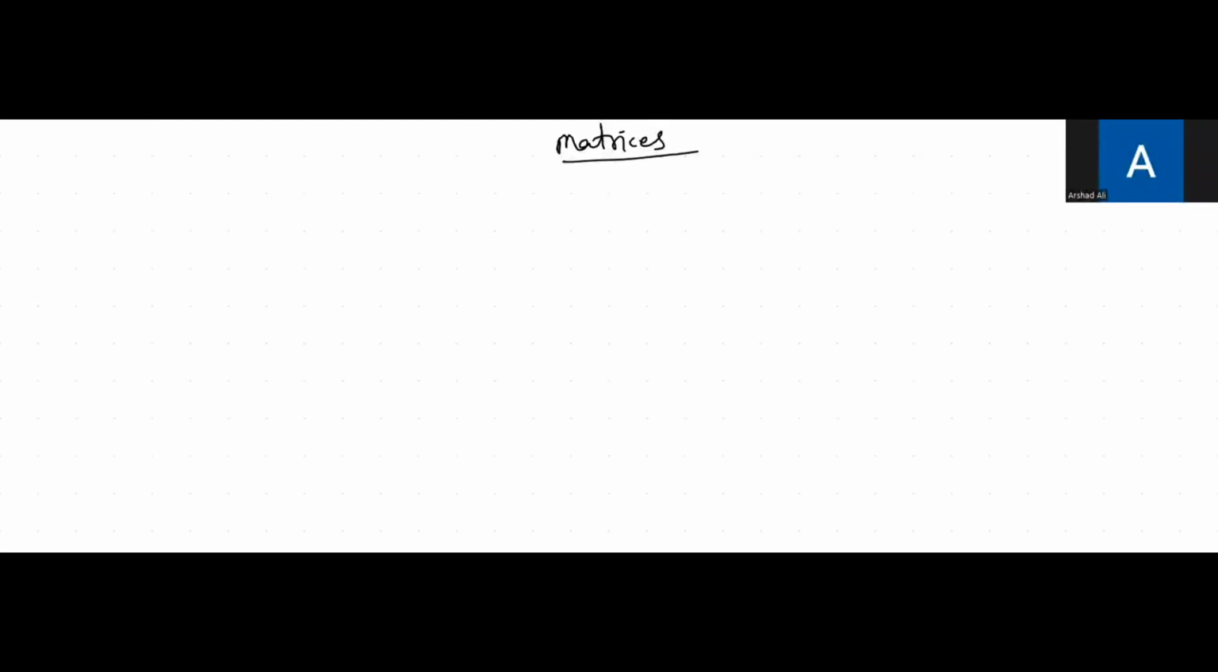The main thing is, what is a matrix? It is the singular form, and the plural form is matrices. So, what is a matrix? A matrix is an arrangement of rows and columns.